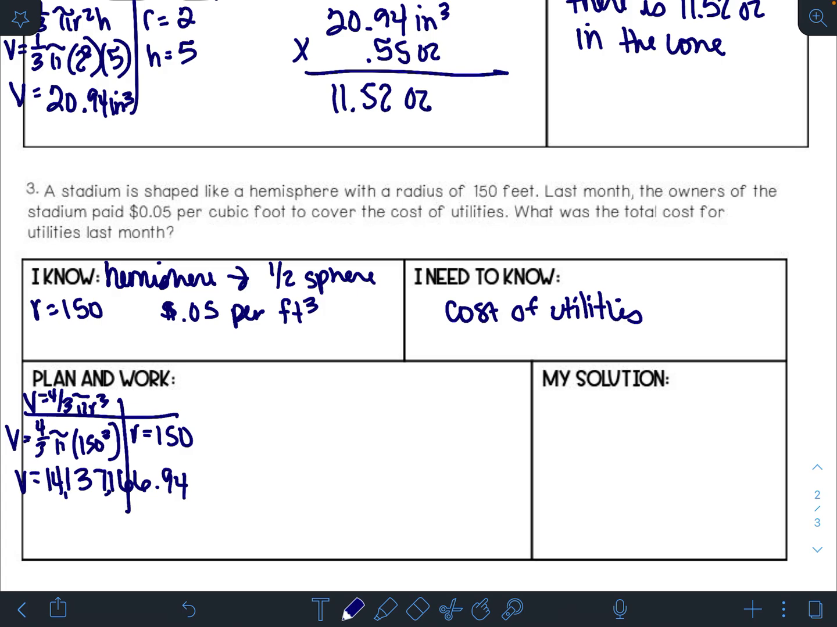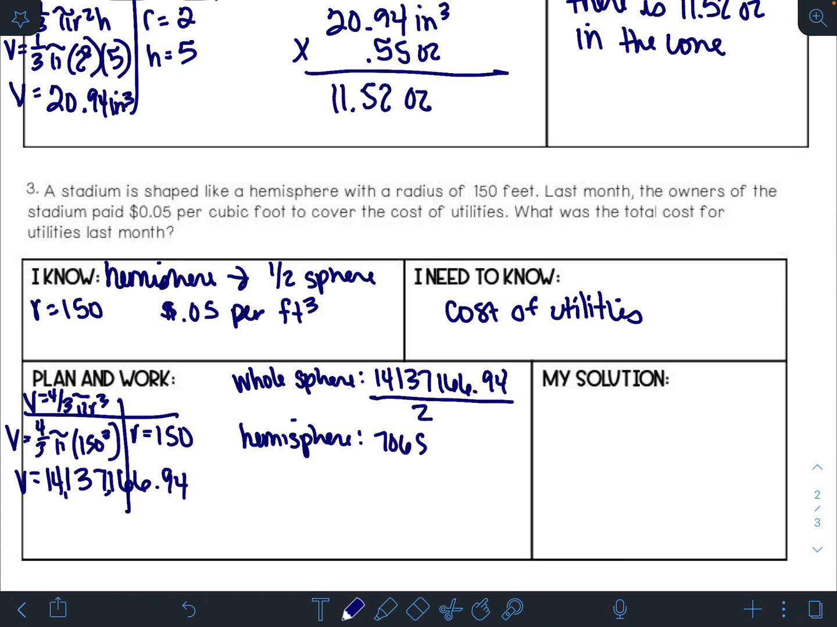But the stadium is shaped like a hemisphere, so only half of it. If the whole sphere is 14,137,166.94, to find the hemisphere, I've got to divide by 2. So the hemisphere would end up being 7,068,583 cubic feet. Then I want to figure out how much they had to pay.